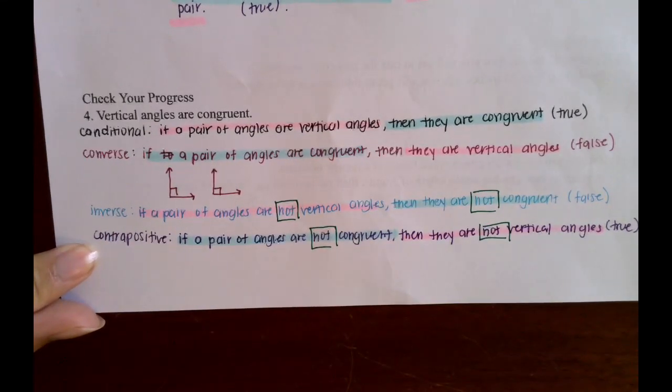The contrapositive flips the hypothesis and the conclusion and negates both parts. And so the contrapositive of this would be if a pair of angles are not congruent, then they are not vertical angles, and that is true.